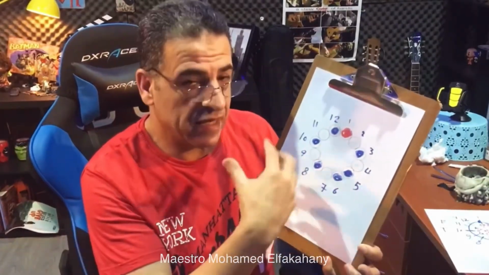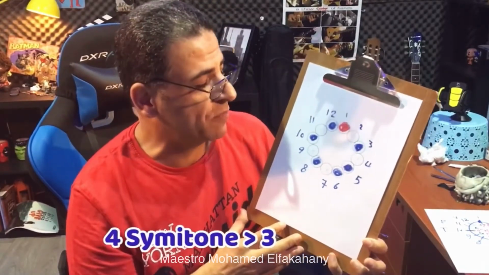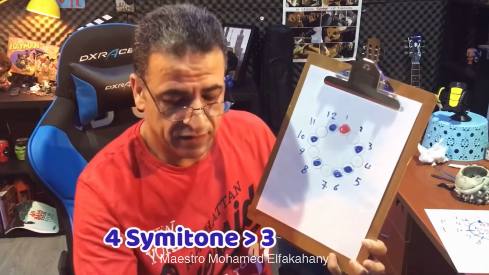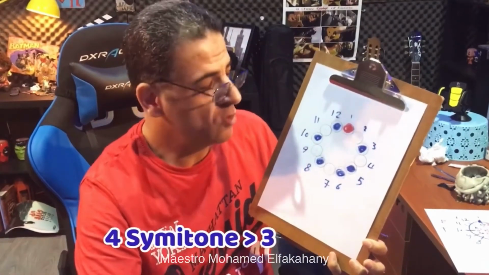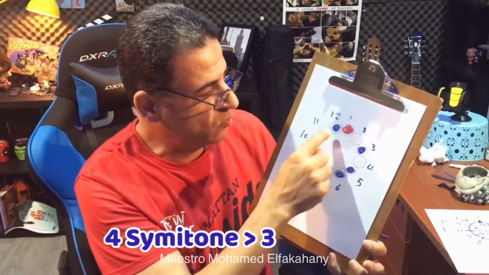The fourth interval contains 4 semitones and it showed 3 times in this scale, between C and E, F and A, G and B.